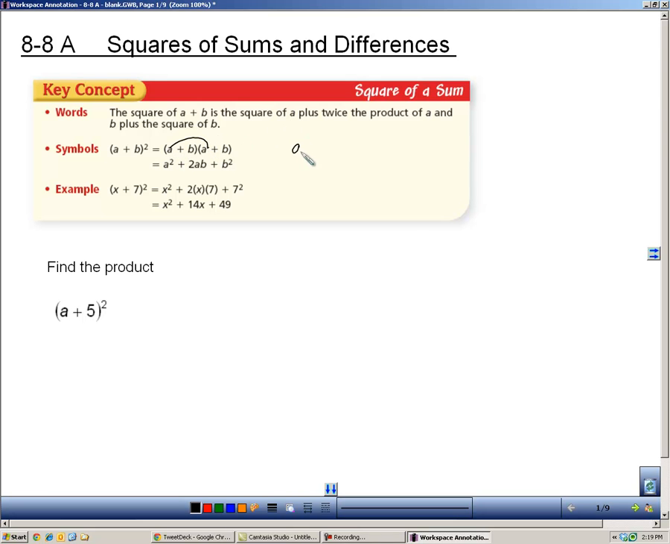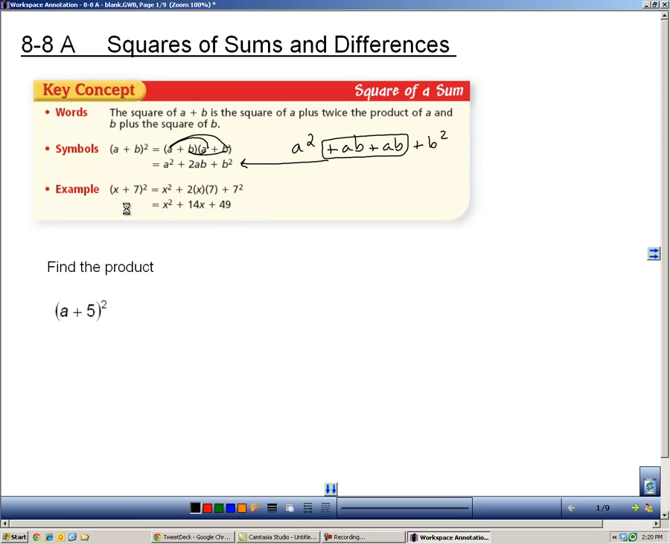a times a would give me a squared, a times b would give me plus ab, and then b times a would give me plus ab again, and b times b would give me plus b squared. We could then combine these like terms to give me a squared plus 2ab plus b squared. And it's this pattern that I want you to see and to notice. If you ever have a binomial that's got a plus sign and it's squared, you can incorporate this pattern.